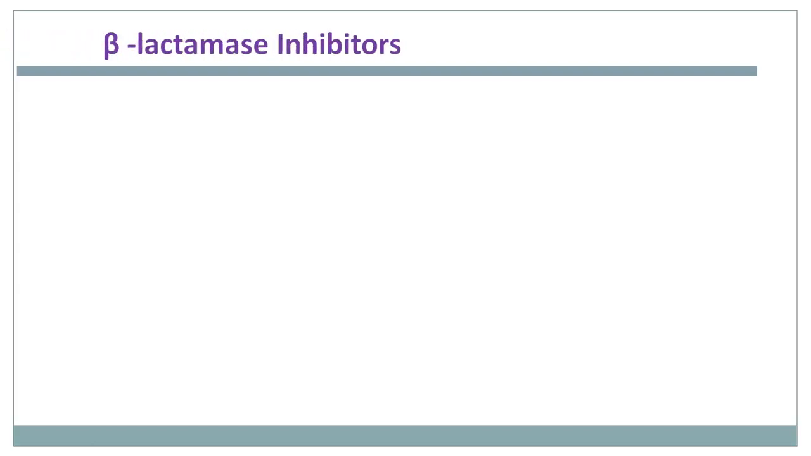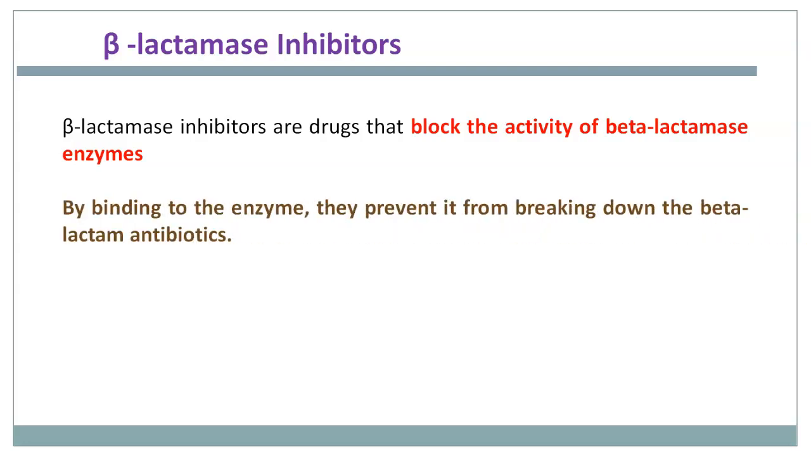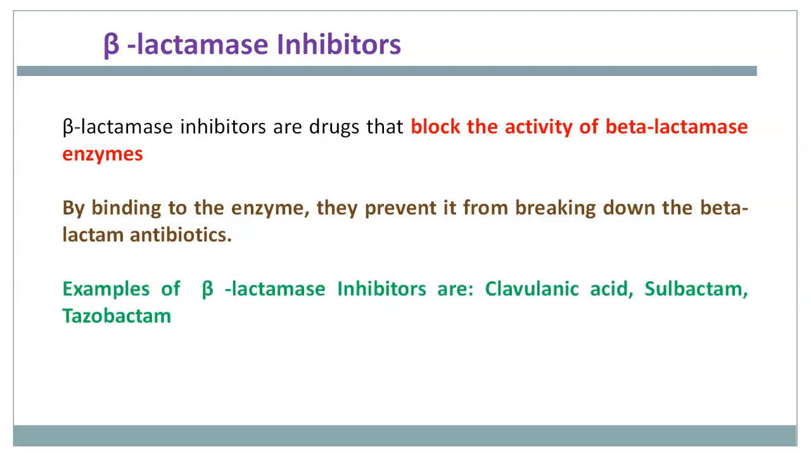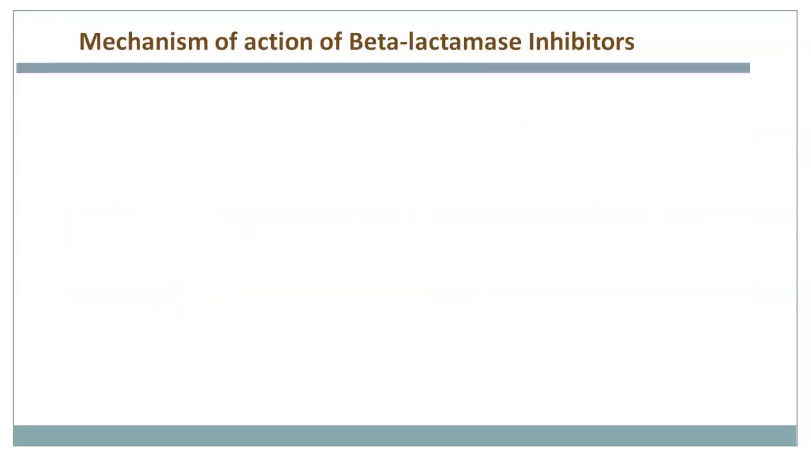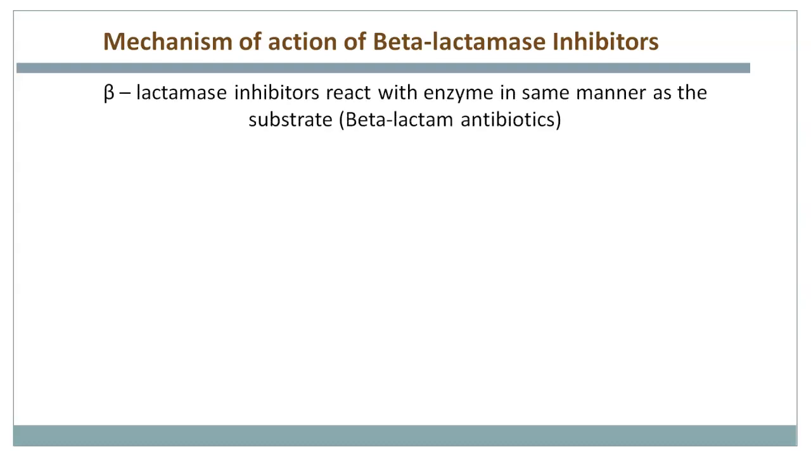So now here we discuss beta-lactamase inhibitors. Beta-lactamase inhibitors are drugs that block the activity of beta-lactamase enzymes by binding to the enzyme, and they prevent it from breaking down the beta-lactam antibiotic. Examples of beta-lactamase inhibitors are clavulanic acid, sulbactam, tazobactam. Now here we discuss the mechanism of action of beta-lactamase inhibitors.